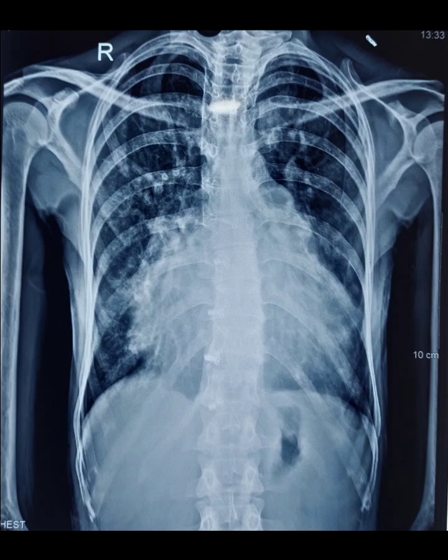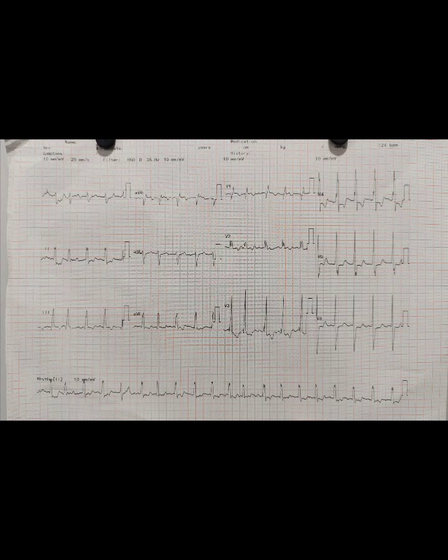So what are the differential diagnoses you could think of? Possibly the most probable first differential diagnosis in this case, seeing this X-ray and the history, would be idiopathic pulmonary arterial hypertension. Then second place, possibly a congenital heart disease like ASD, and then other differential diagnosis like chronic pulmonary thromboembolism.